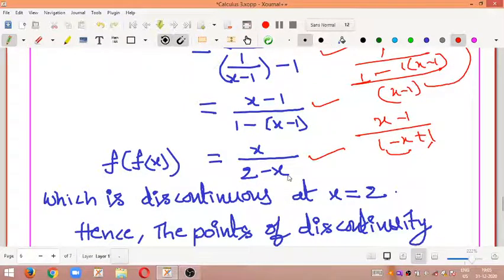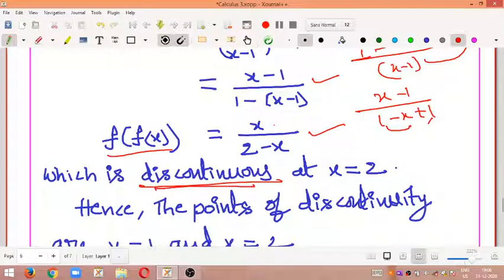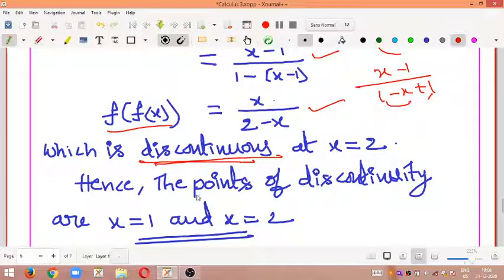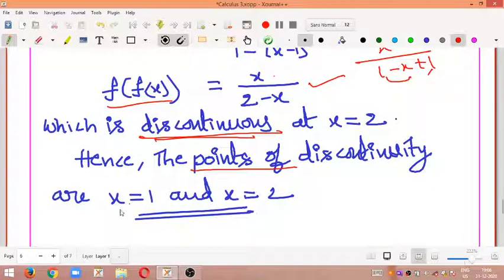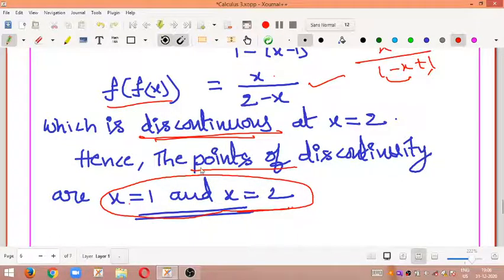At x is equal to 2, this function is discontinuous. So a composite function defined like this, (x minus 1) by (2 minus x), is discontinuous at x is equal to 2. So hence the points of discontinuity: x is equal to 1 is discontinuous there, and one more discontinuity at x is equal to 2. These are the discontinuity points. So the points of discontinuity are x is equal to 1 and x is equal to 2.